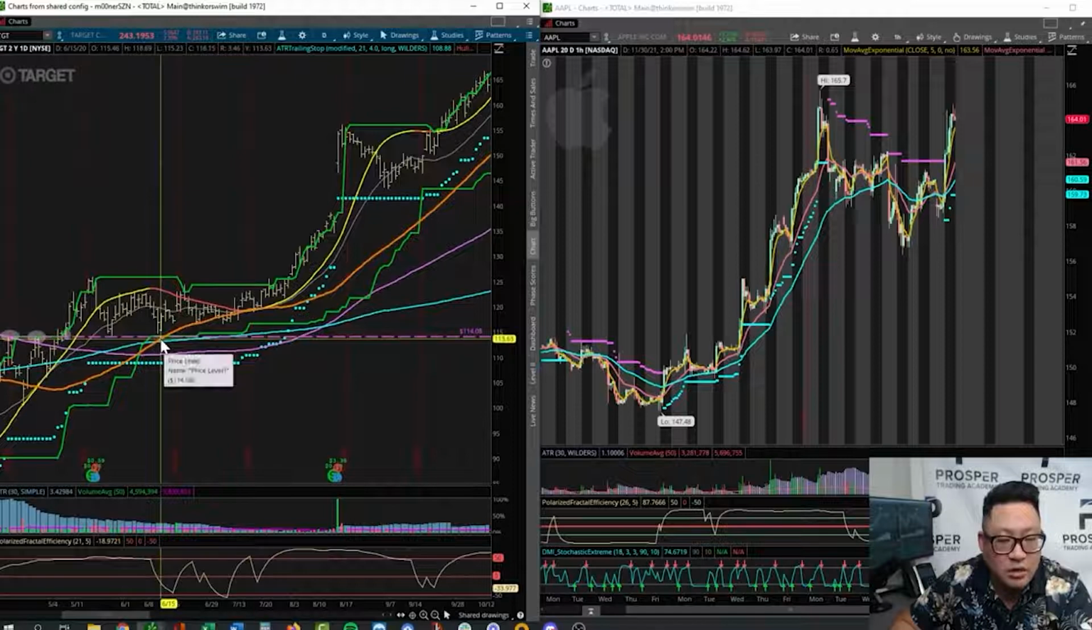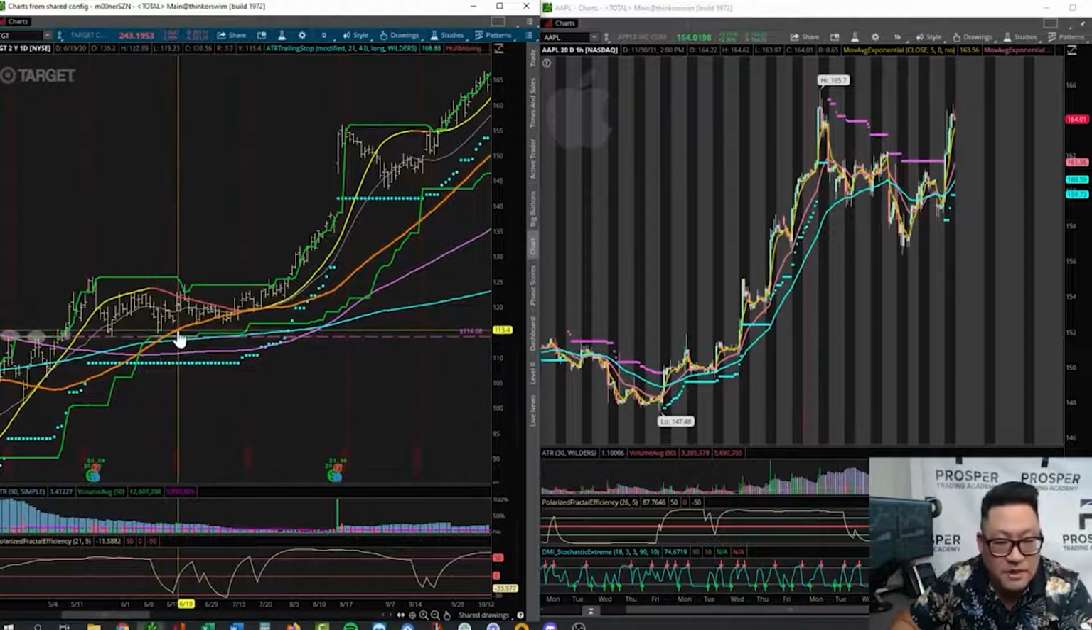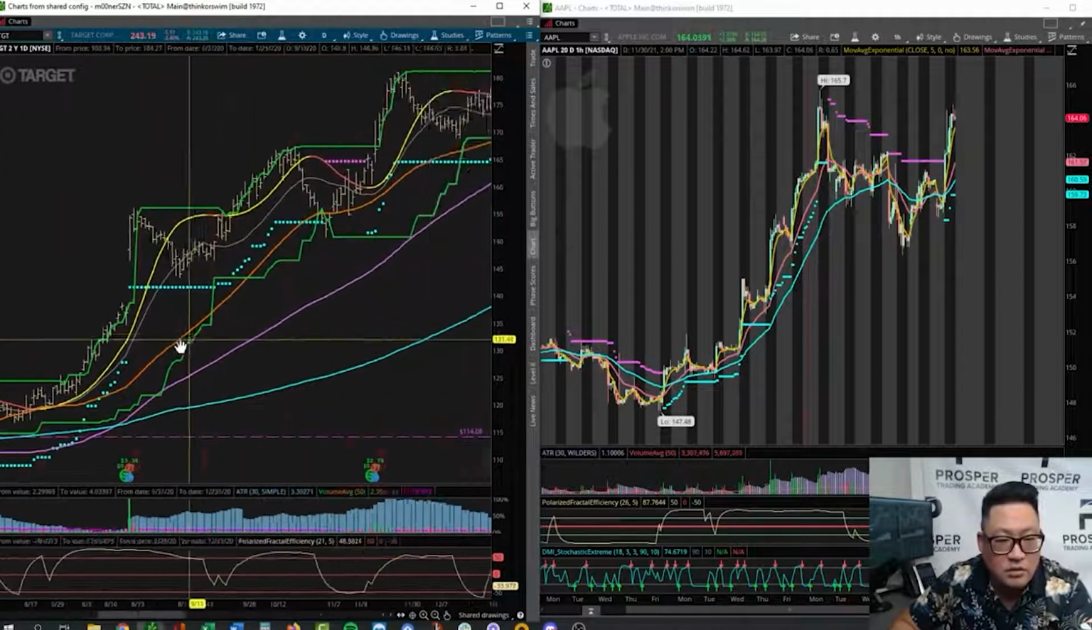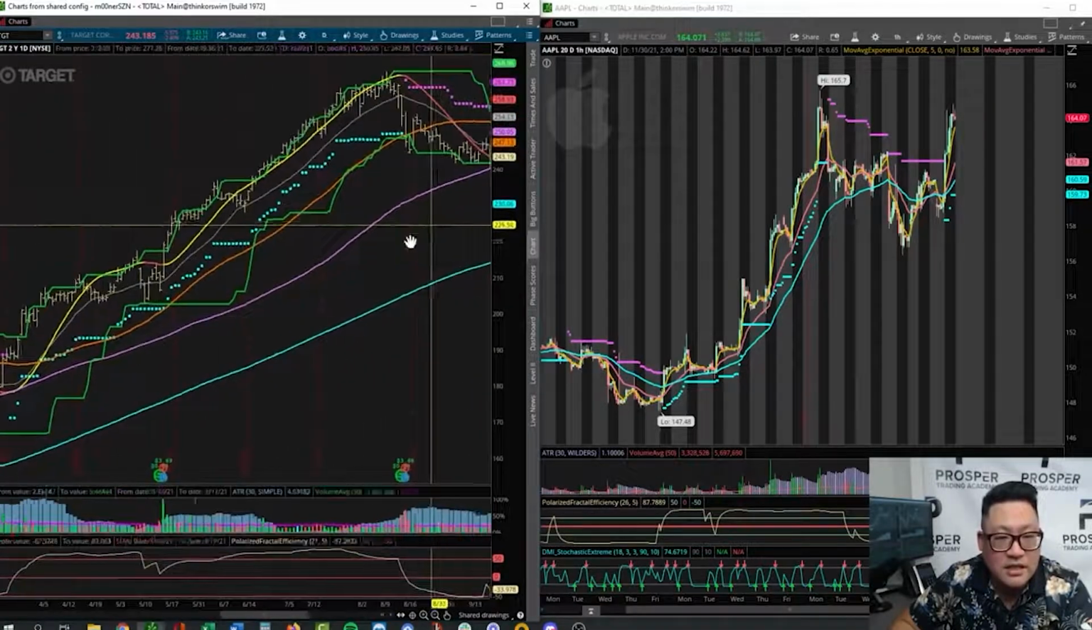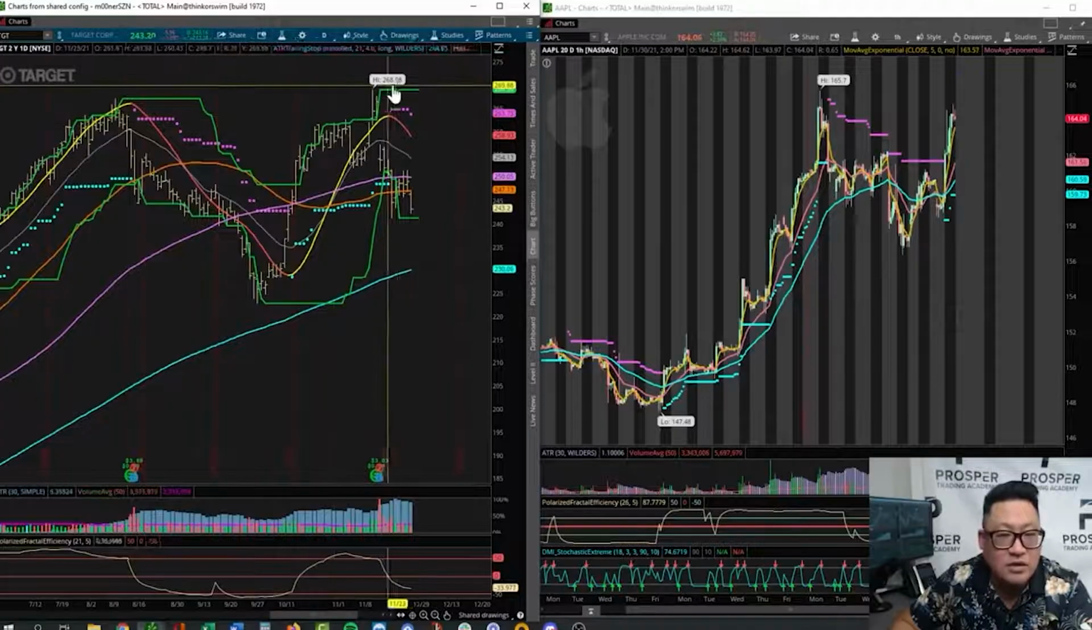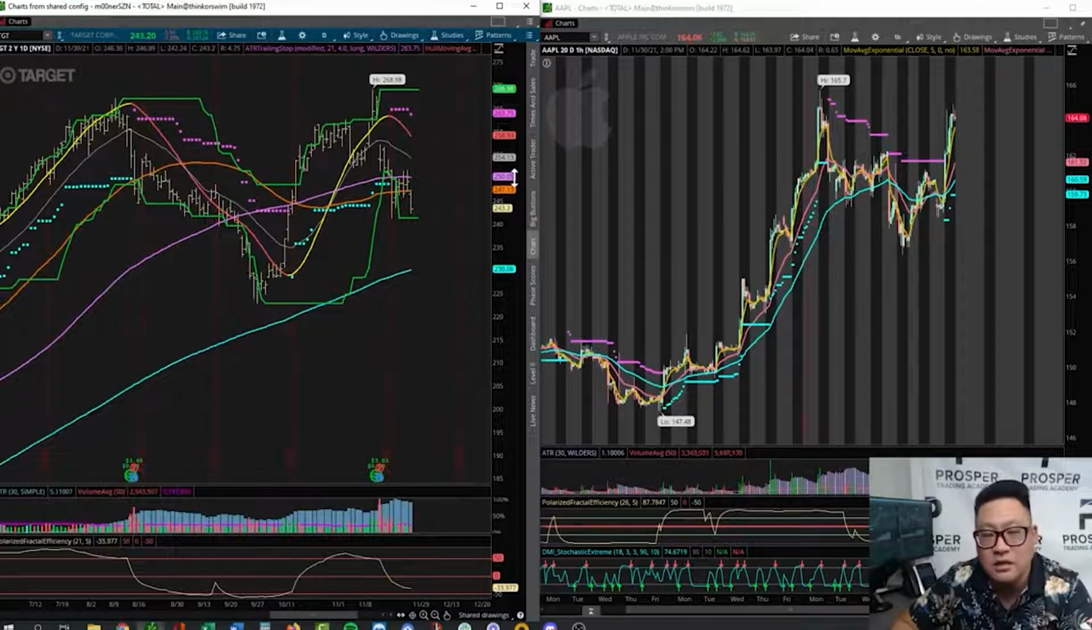Since Target crossed over here to the upside, it was trading around 120 to 125. And as you can see, over time, as it's remained above, it's gotten as high as $268 in the near term.